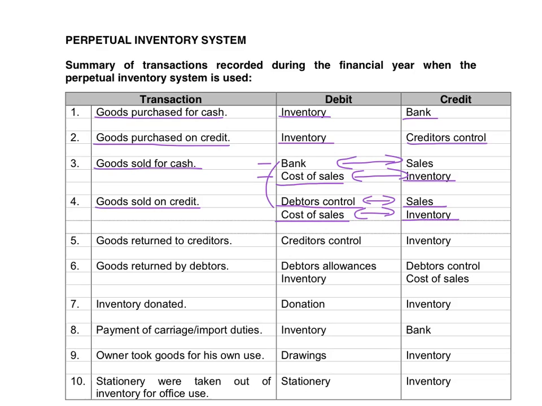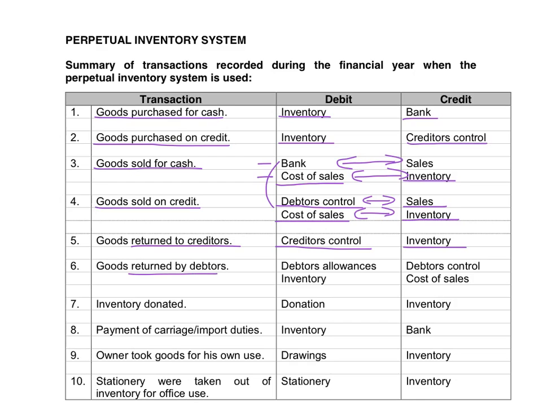If goods are returned to creditors, it means that the creditors control will be debited because we owe less money to the creditor and liabilities decrease on the debit side. Inventory will be credited because the asset decreases on the credit side.